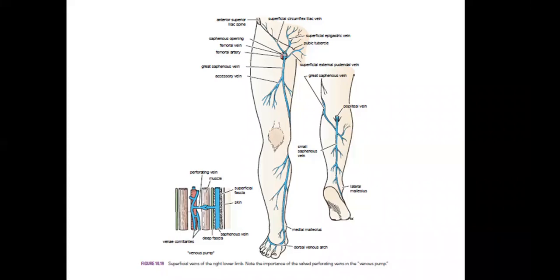After the great saphenous vein, we have the short or small saphenous vein. As you can see in this picture, in this slide, this is the lateral aspect. This was the medial aspect.